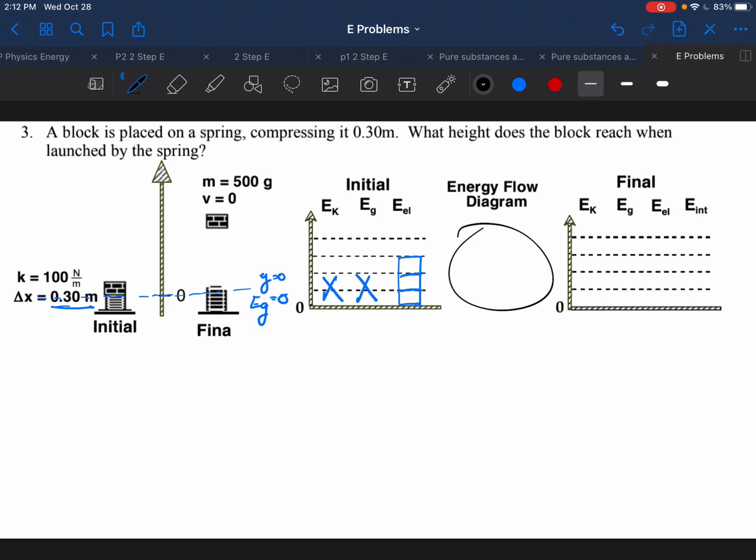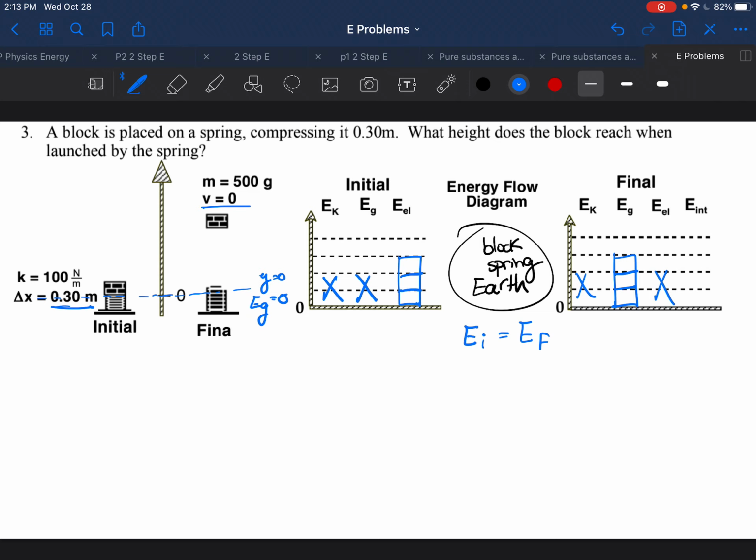I should have defined my system. All the objects that can store energy are the block and the spring. All the fields that can store energy in this case are the field created by the Earth. And in its final state, its velocity is 0, so no kinetic energy. It's no longer compressing that spring, so no elastic energy. And gravitational energy, it is at a height above the ground, so all my energy had to be transferred into gravitational. So by conservation of energy, I know this statement must be true.